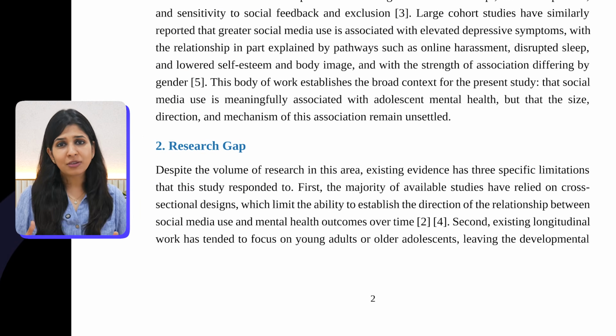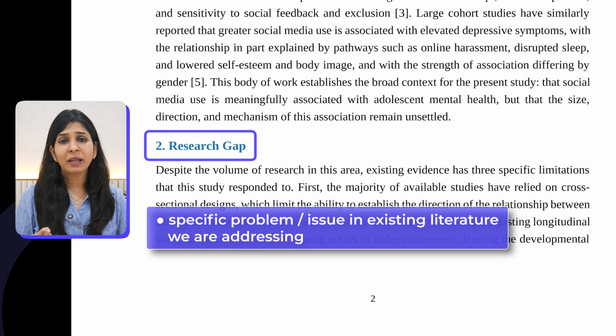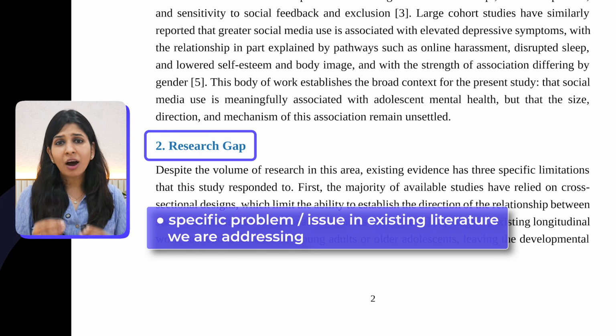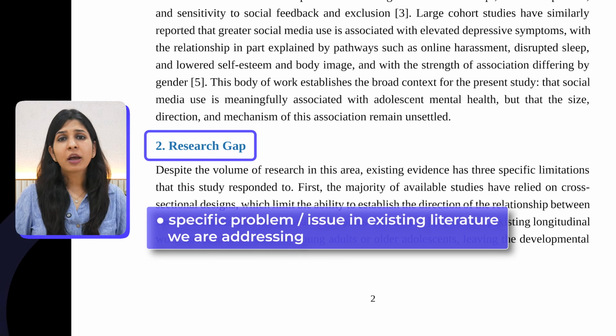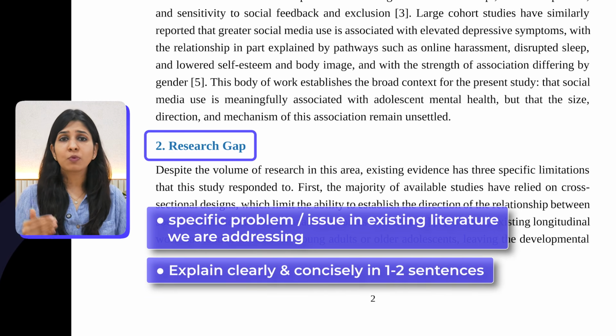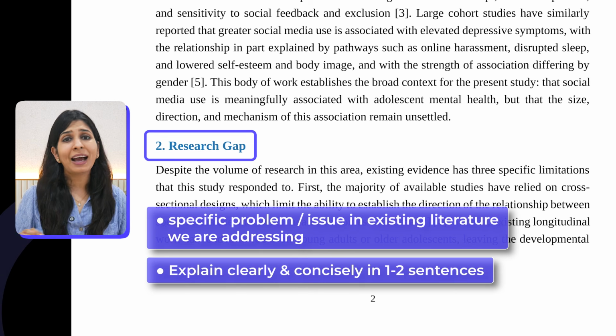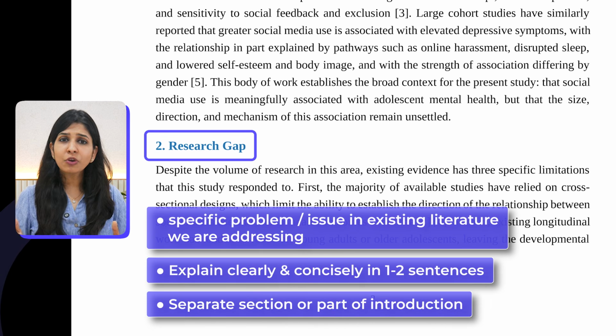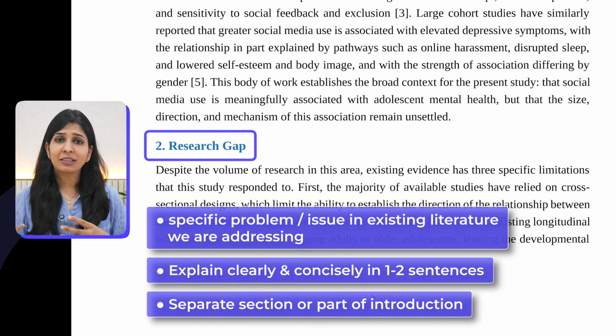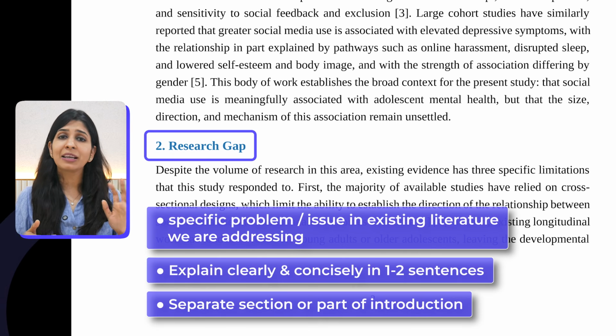Next comes the research gap, and this is where we explain the specific issue or problem in the existing literature that our research is trying to address. We usually share the research gap in 1 to 2 sentences, clearly and concisely. Now, based on your university, your research gap might get its own separate section, or it might live inside the introduction or background section.